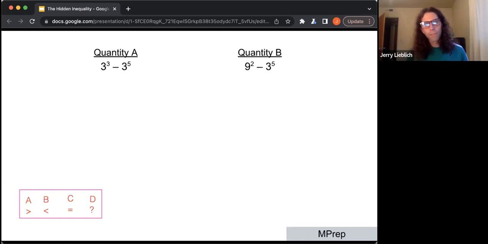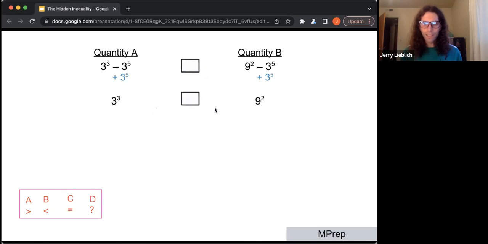So for this problem, you might notice I've got 3 to the 5th and 3 to the 5th. So I'm going to try to do something about that. I'm going to set up my hidden inequality. Often it's helpful to draw a box or a question mark between them. I used to do an equal sign and then I got confused and thought they were always equal. So I like a question mark or a box. And then I'm going to add 3 to the 5th to both sides.